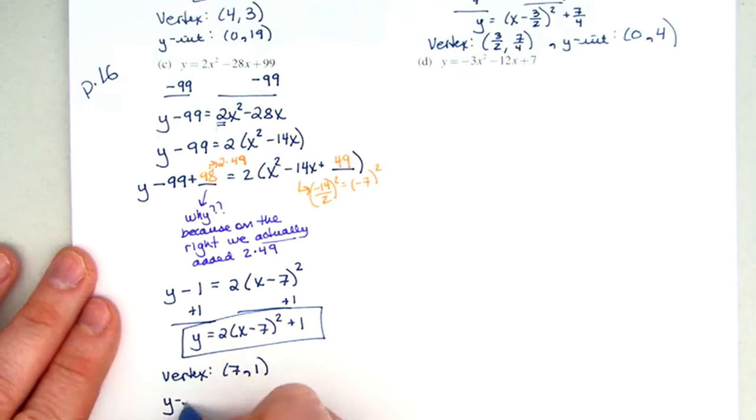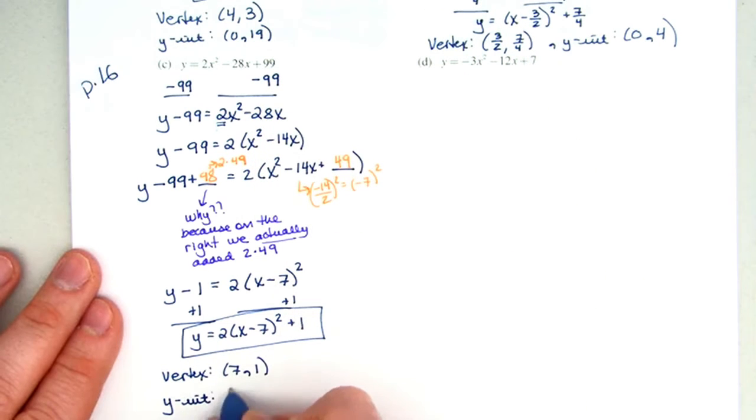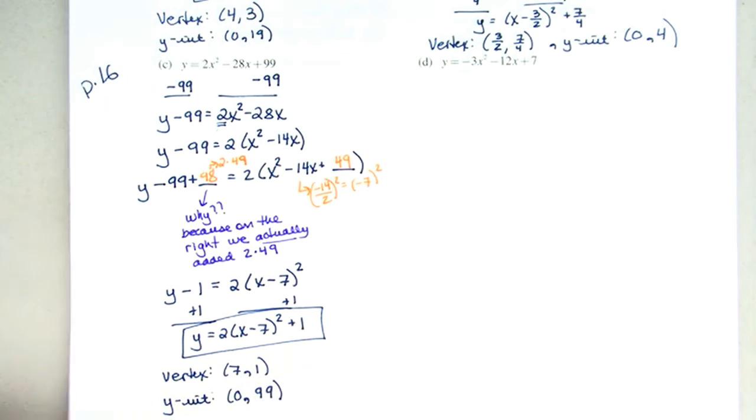The y-intercept is coming from the original problem. My y-intercept is going to be 0 comma 99. I want to show you one more of these, then you're going to try 2, and then we're set.